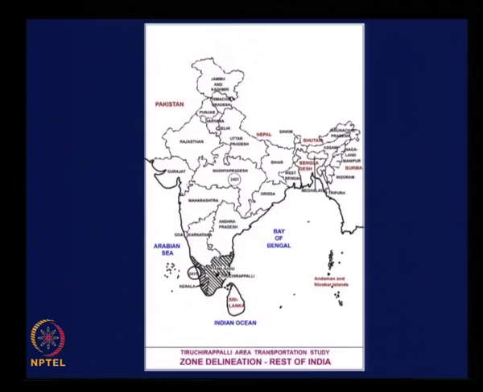Clear? Now you can feel that this is the end of the zoning process. Start from your planning area, go beyond to the adjacent districts, and then cover the whole of the state and then the whole of the country. Clear?